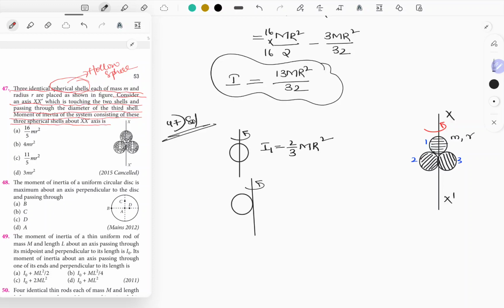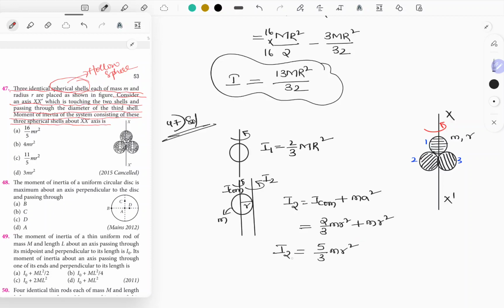Now we have to apply the parallel axis theorem. How can I apply it? Let me represent one more axis which is passing through the center of mass. This is the axis passing through the center of mass, and this is the axis through which I need to find the moment of inertia. Let's say this is I2. R is the radius, m is the mass of the object. Then I2 is equal to I center of mass plus m a square. I center of mass is 2 by 3 m r square, plus m into the distance of separation, r square. So the answer we get is 5 by 3 m r square, the moment of inertia of the second shell.